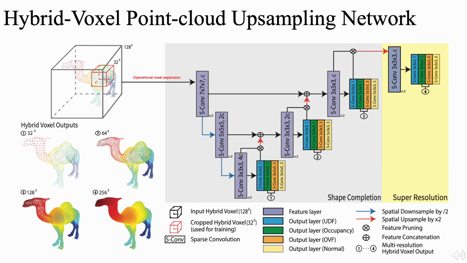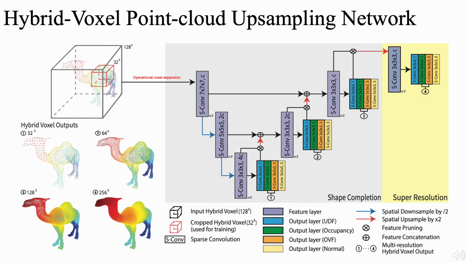Building on hybrid voxel, we propose a hybrid voxel point cloud upsampling network. Our model performs two sequential tasks: shape completion and super resolution. The shape completion initially imputes the missing geometry from sparse points. Then the super resolution further refines the 3D scenes by upsampling the voxel resolution.